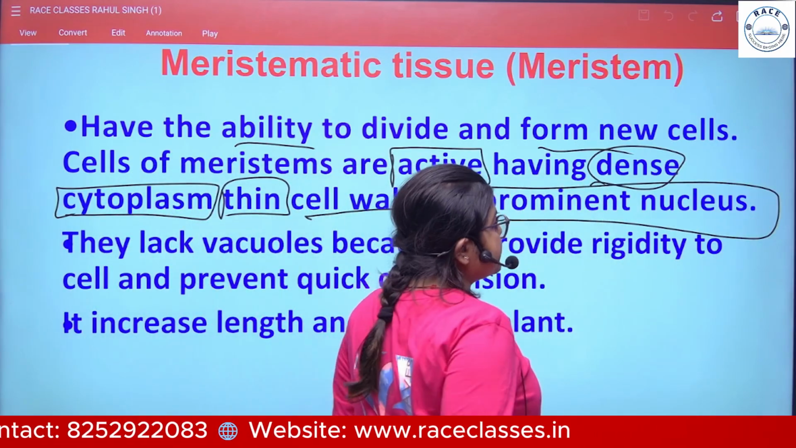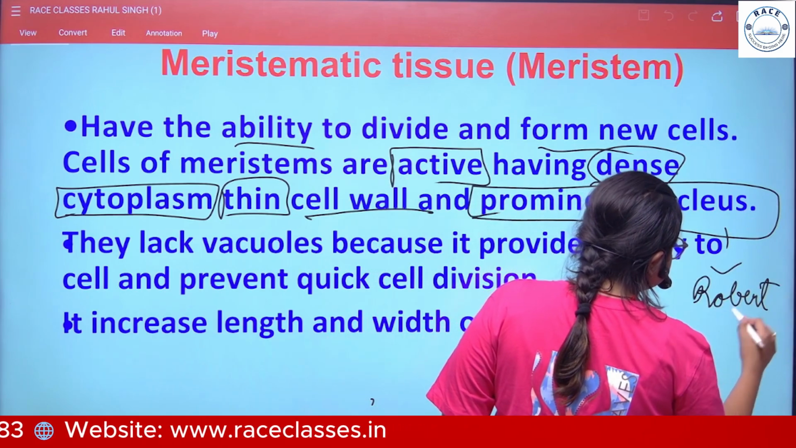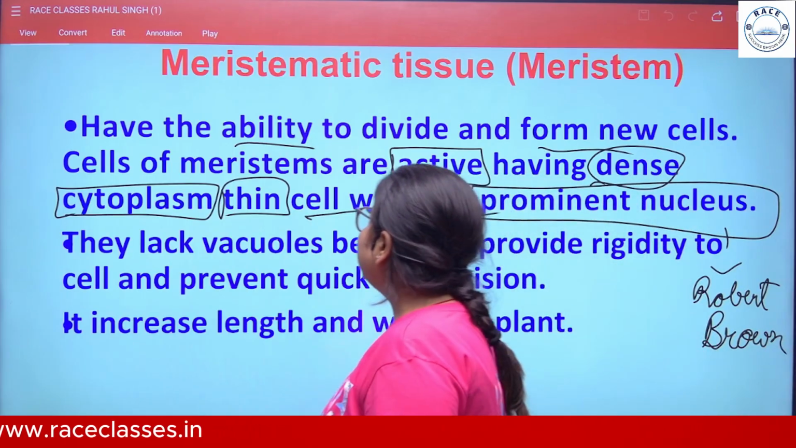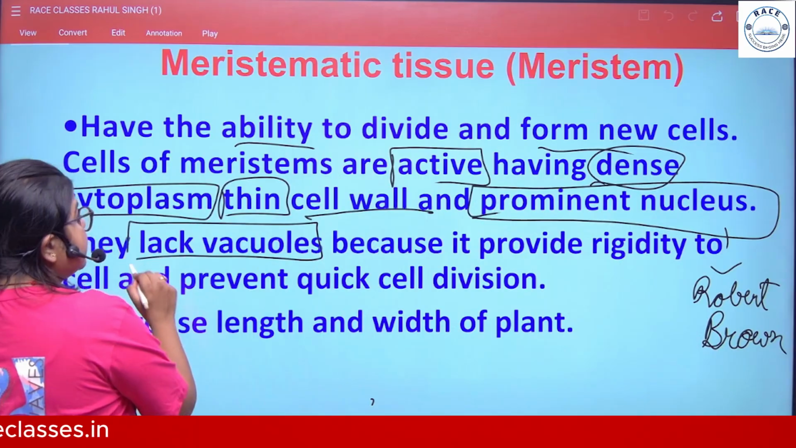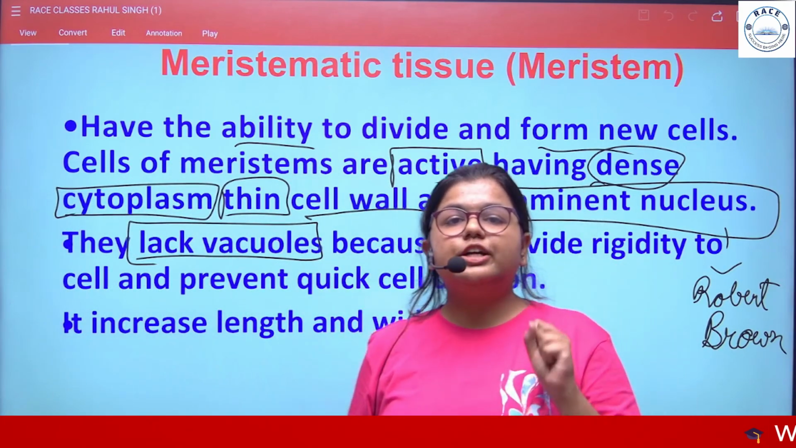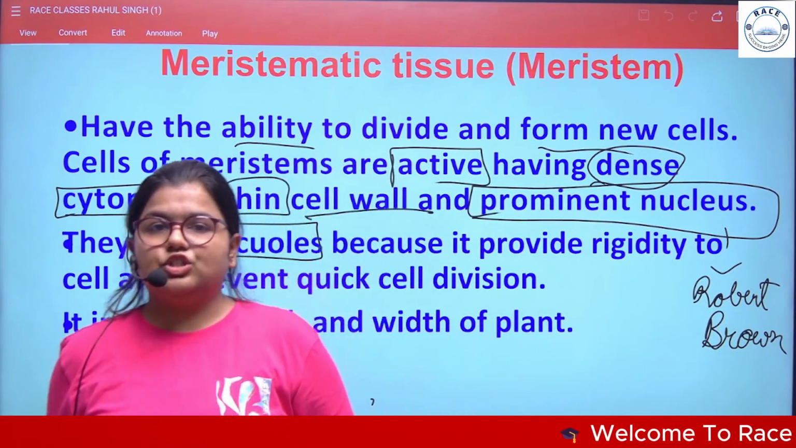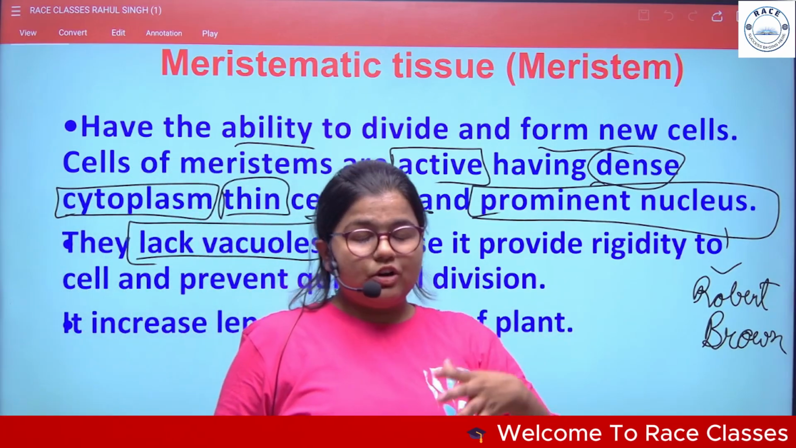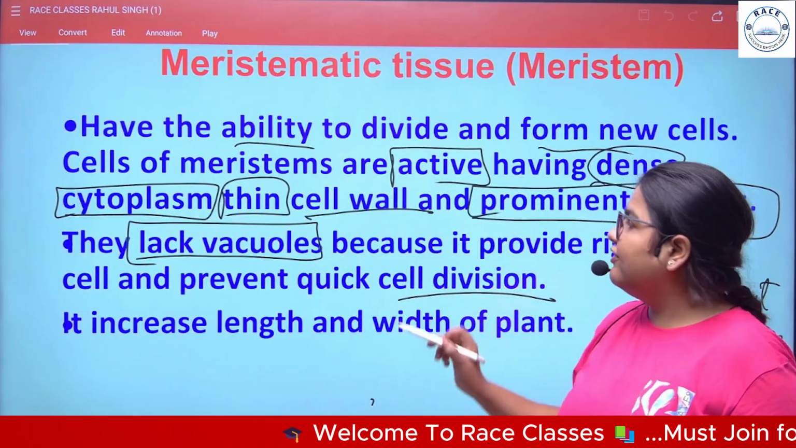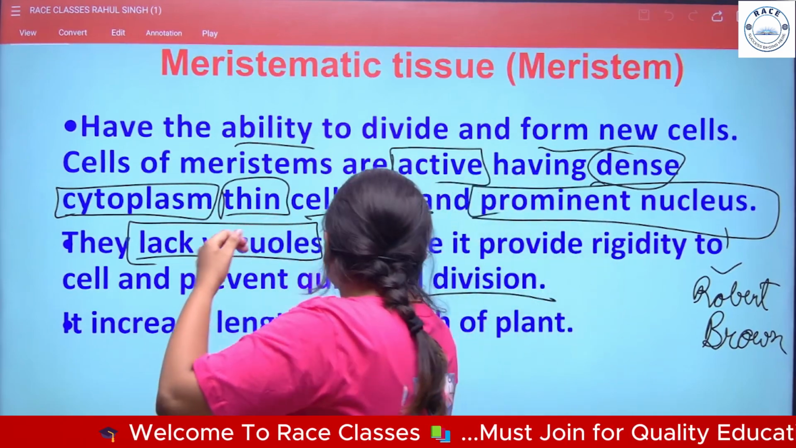Now, the nucleus was discovered by Robert Brown for the first time. They lack vacuoles. They do not have vacuoles. The reason is that vacuoles provide very much rigidity to the cells, and because of that, cell division is prevented. So in order for the cell division to not stop, we don't want vacuoles in the cell. Now it increases the length and width of the plant.